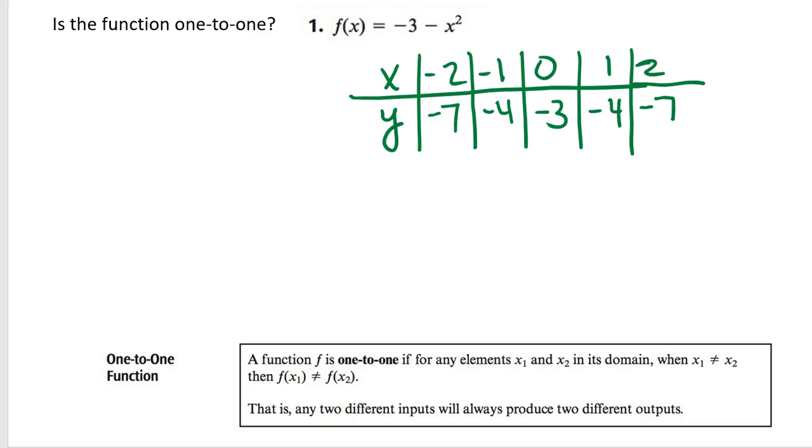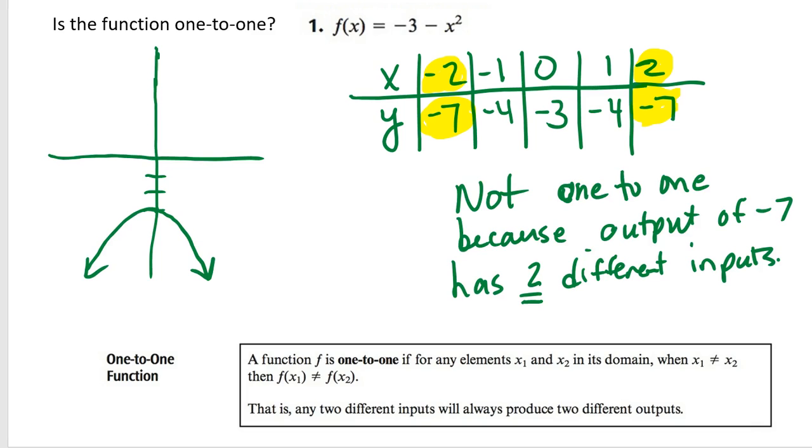So we look at our data, and this time we look at our y values, our output, and we look to see, do any of them repeat? And we can see that our output of -7 does repeat. And the input that's related to each output is different. So this is not one-to-one. To be one-to-one, your output has to have exactly one input.